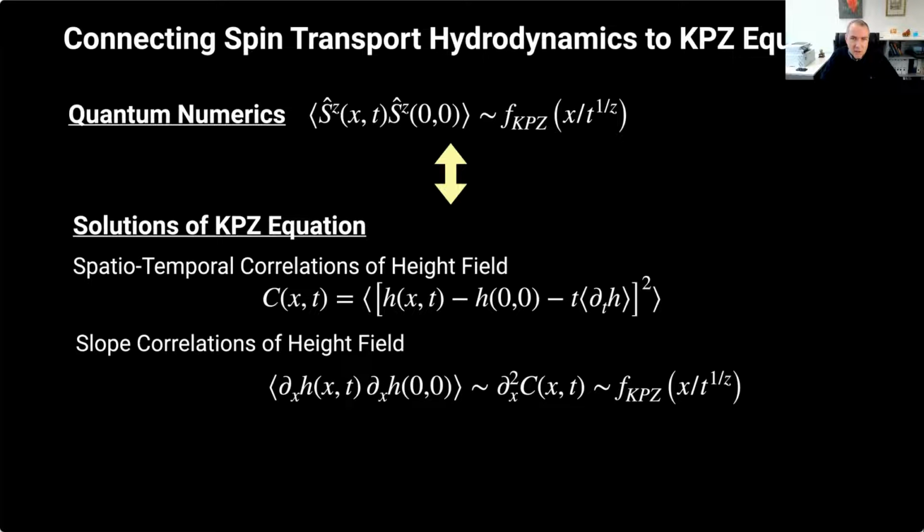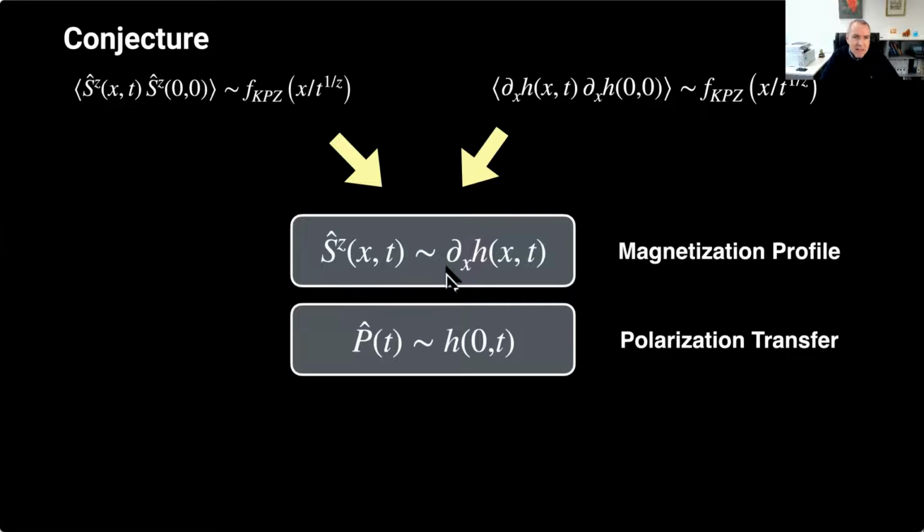Okay. So now comes the conjecture: if this is the KPZ scaling function and this is the KPZ scaling function, then maybe the hydrodynamics of the system is governed by the KPZ equation, and the magnetization operator in quantum mechanics is just given by the derivative of the height field operator of the stochastic variable. Just by identifying those things to be the same, you identify the quantum operator to be the derivative of the height field in the system.